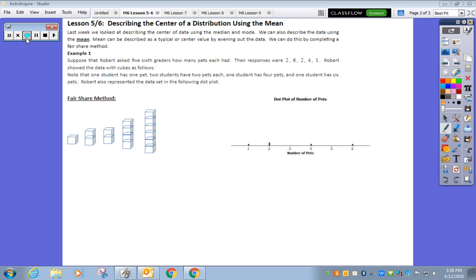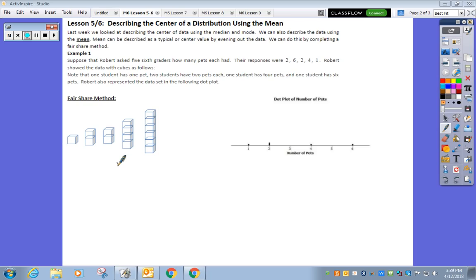So example 1 says, suppose that Robert asked 5 sixth graders how many pets each had. Their responses were 2, 6, 2, 4, and 1. Robert showed the data with cubes as follows. Note that one student has 1 pet, 2 students have 2 pets, 1 student has 4 pets, and 1 student has 6 pets. So the stacks represent the number of students, and how many cubes are in each stack represents the number of pets. Robert also represented the data set in the following dot plot.